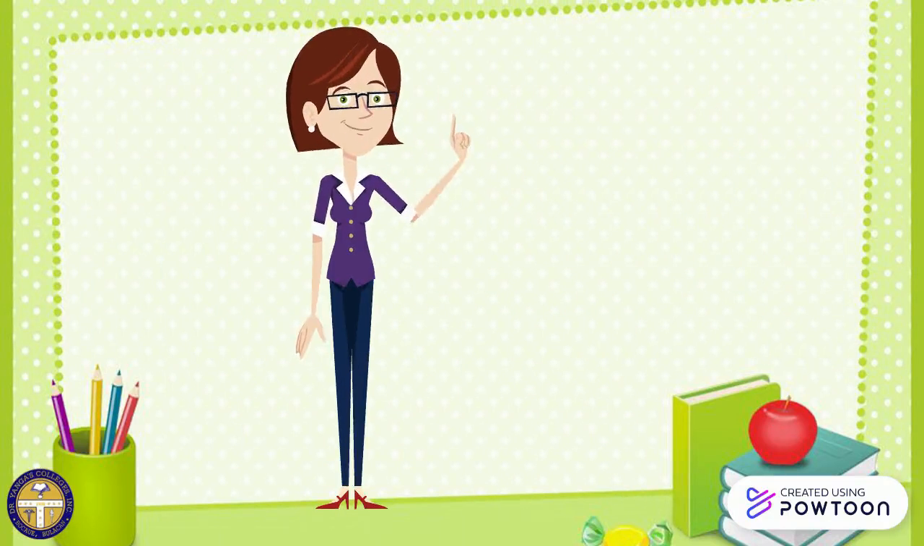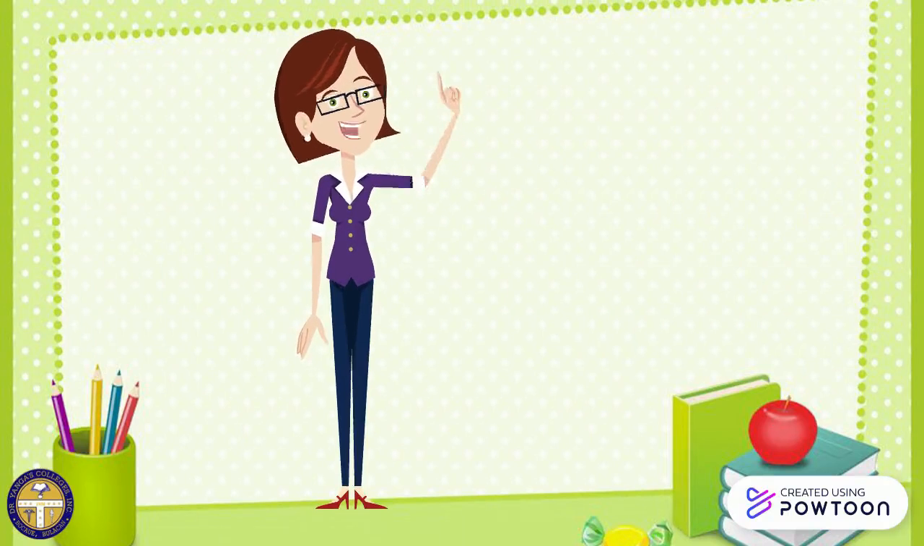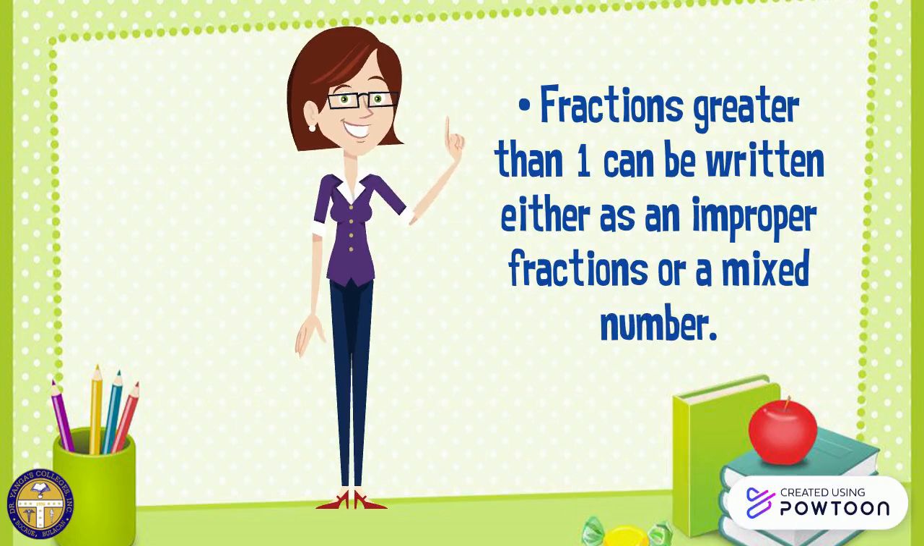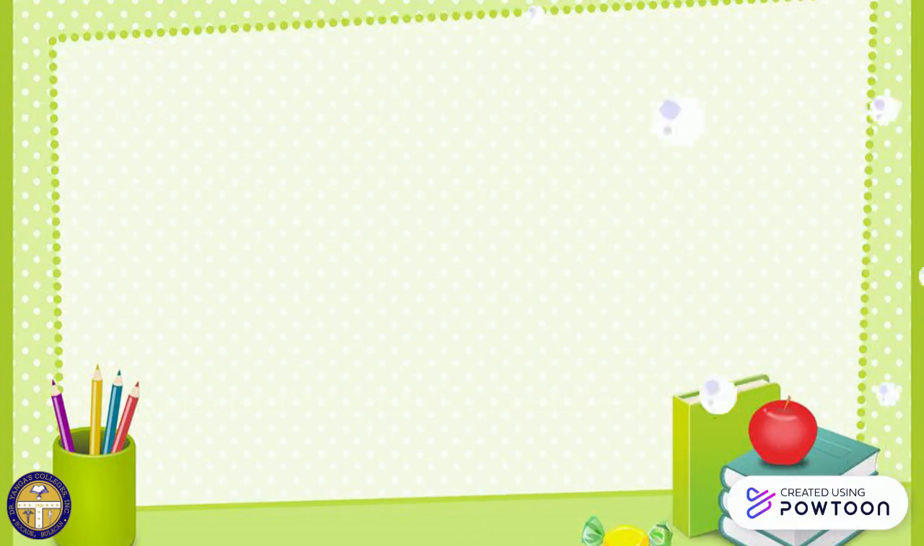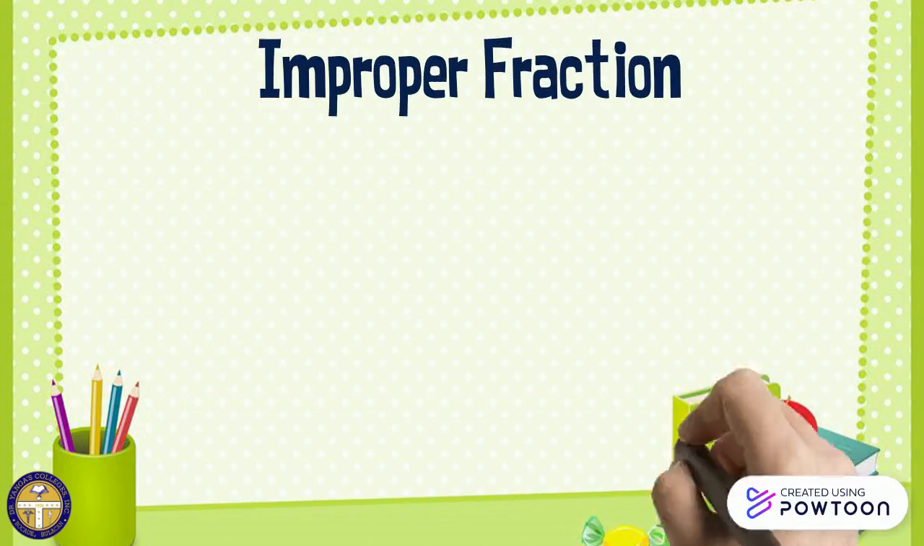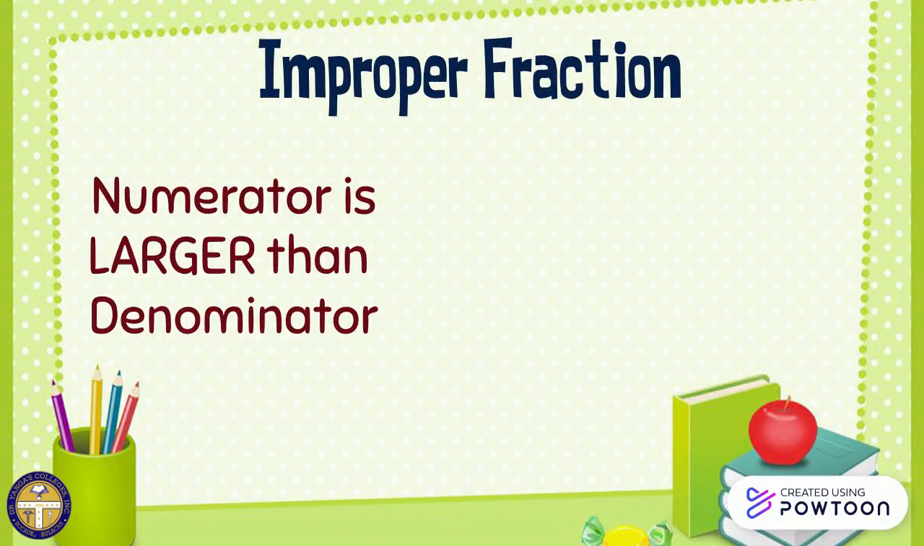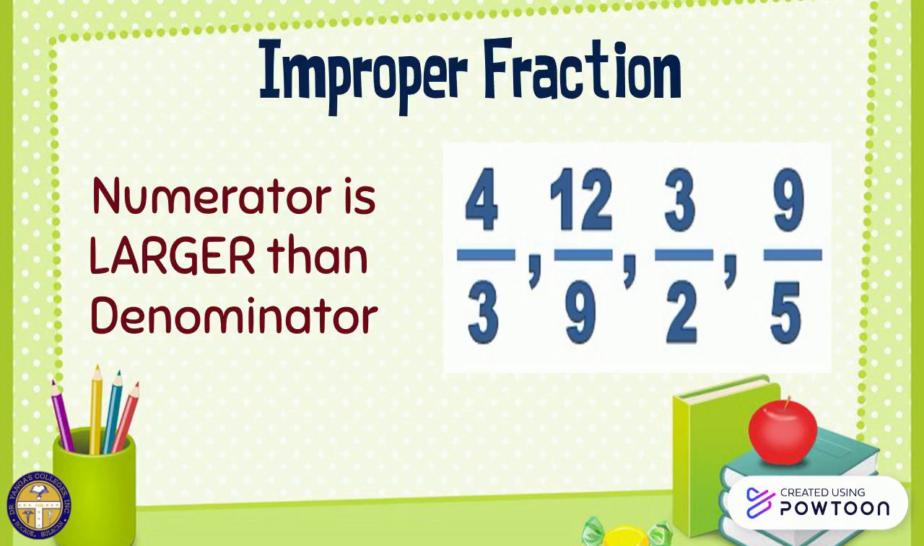A fraction has a value greater than 1 if its numerator is greater than its denominator. Fractions greater than 1 can be written either as an improper fraction or a mixed number. When we say improper fraction, the numerator is larger than the denominator. Examples are 4/3, 12/9, 3/2, and 9/5.